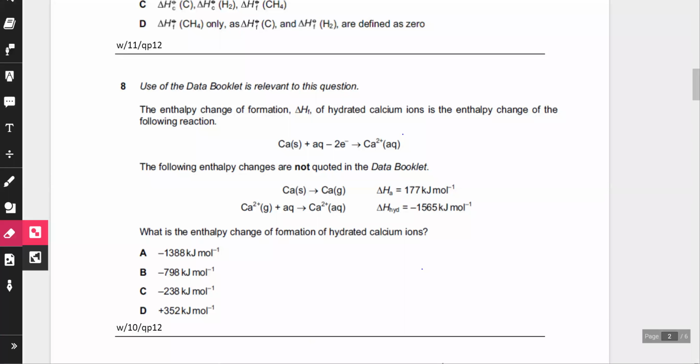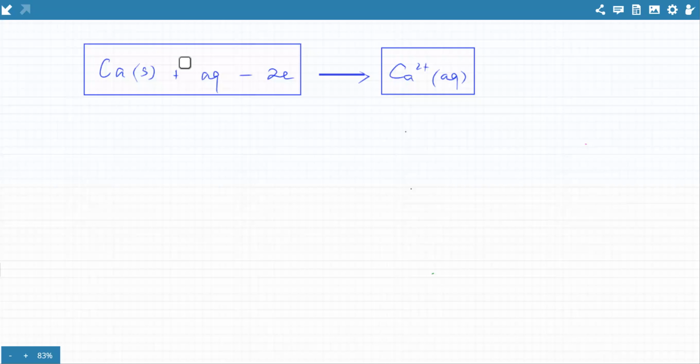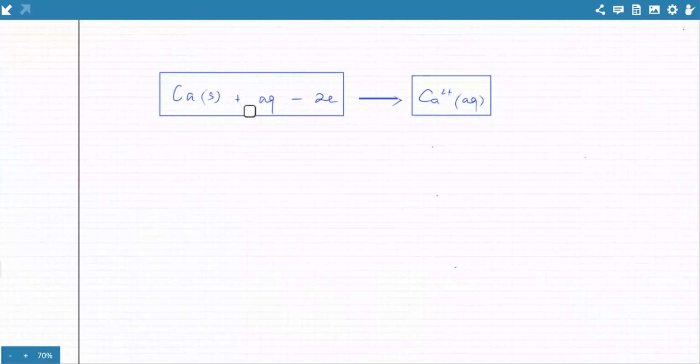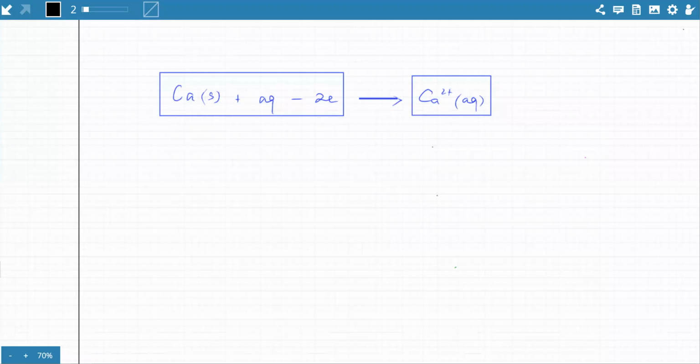So we were trying to figure out this reaction: the enthalpy change of formation of a hydrated calcium ion is the enthalpy change of the following reaction. This was the question, where you had to figure out the enthalpy change of this particular reaction. So I had copied that over here. I need to figure out the enthalpy change of this reaction. This is the unknown, and that's the path I want to figure out.